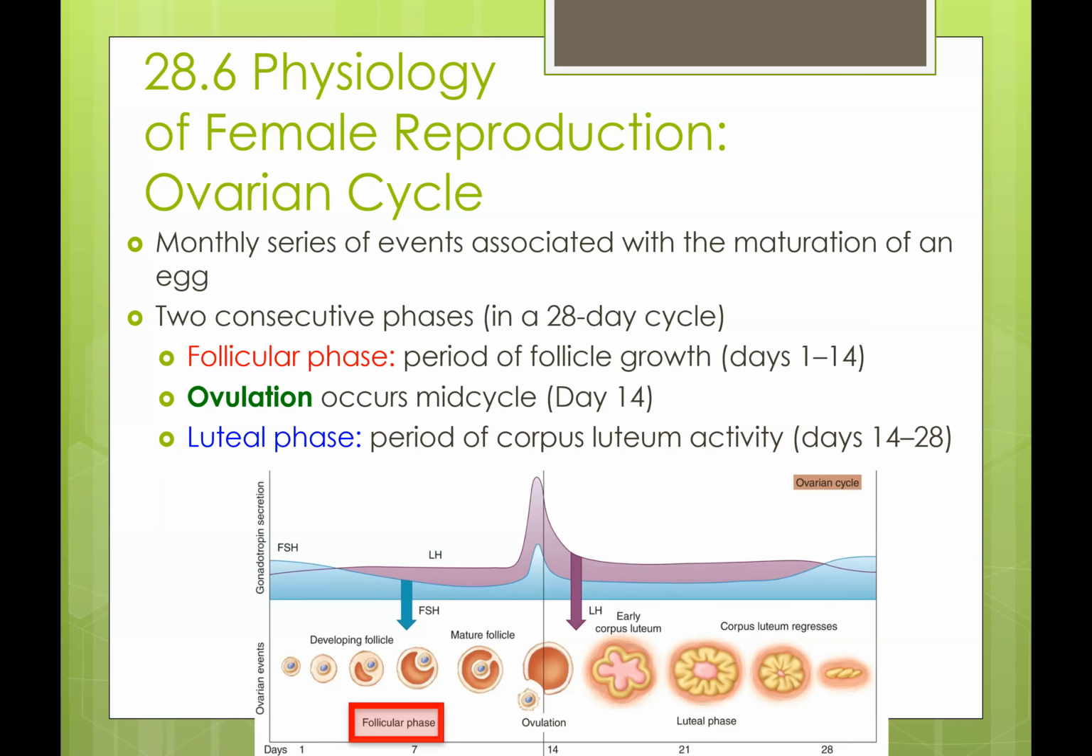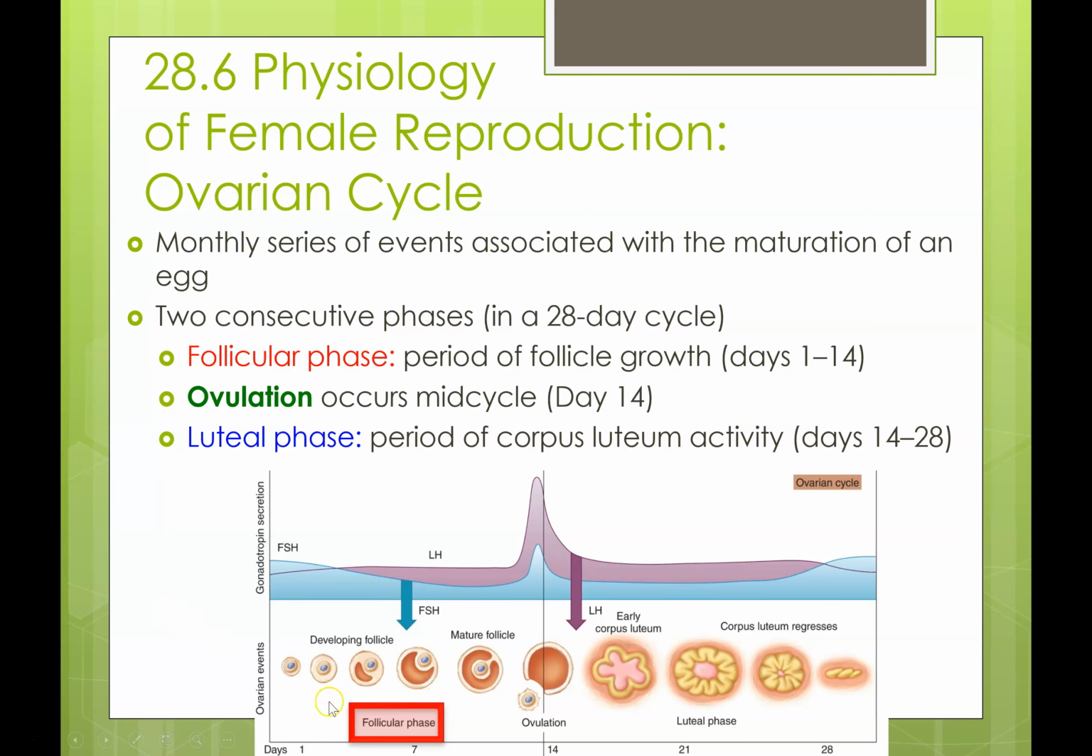Next, let's talk about physiology of our female reproductive system. There are going to be two cycles that we'll talk about, the ovarian cycle and the menstruation cycle. So we'll start off with the ovarian cycle, and this is going to be a monthly series of events that are associated with the maturation of an egg. So we will have 2 consecutive phases within a 28-day cycle, and what I like to call an event that takes place in between these phases.